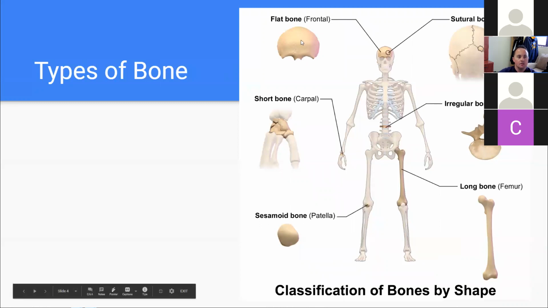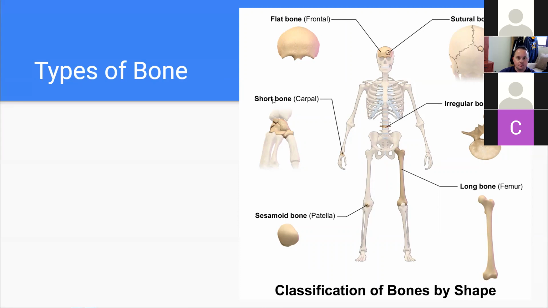Okay. Flat bone. Okay. An example is your frontal bone. Flat bones are typically thin and they protect organs. Okay. That is their main purpose. They are there to protect organs. Sutural bone, we're not really going to talk much about, but this is the bone where the plates in your skull come together. Okay, that's sutural bone. That's really all we're going to say about it.